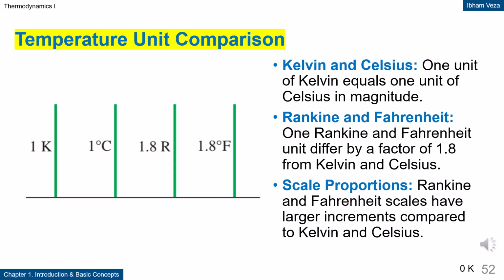Temperature unit comparison. An increase of 1 Kelvin is equal in magnitude to an increase of 1 degree Celsius. This shows that the two scales differ only in their 0 point. For the Rankine and Fahrenheit scales, the unit size is larger than that of Kelvin and Celsius. This difference comes from the 1.8 conversion factor between the systems. This understanding is important to avoid mistakes in temperature conversion.